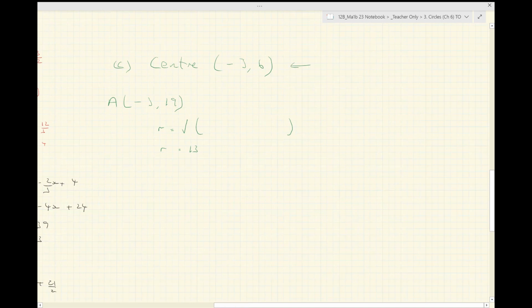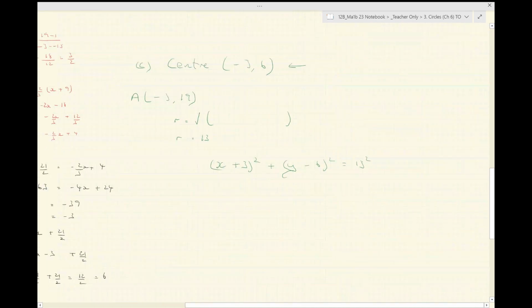So the equation of the circle is going to be x minus minus 3, x plus 3 squared plus y minus 6 squared equals the radius squared, 13 squared. And that is the equation of the circle, and that is the question complete.